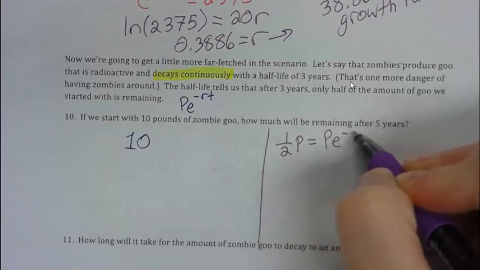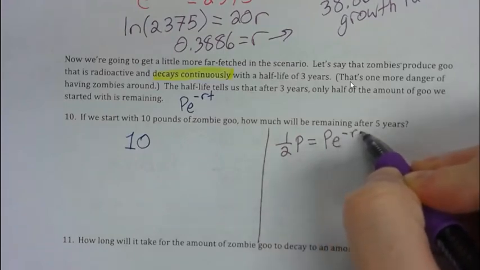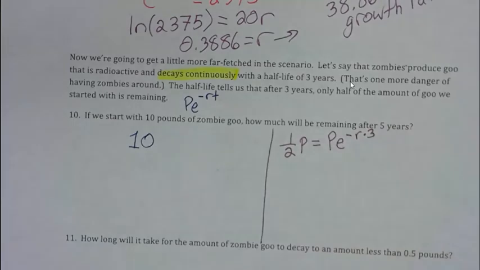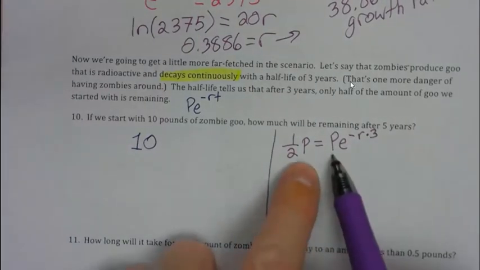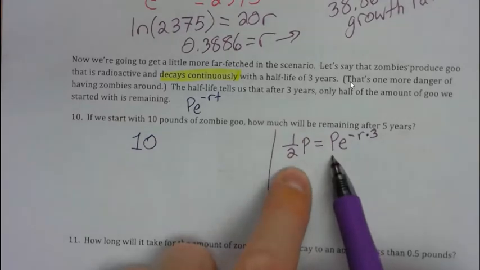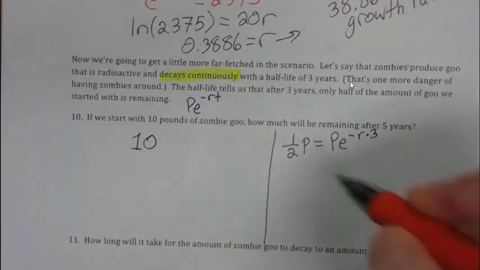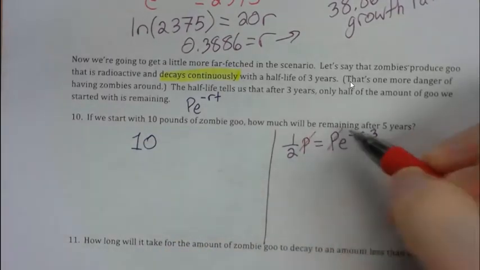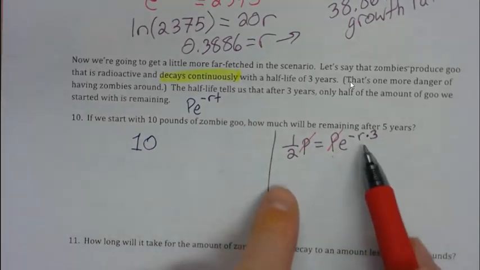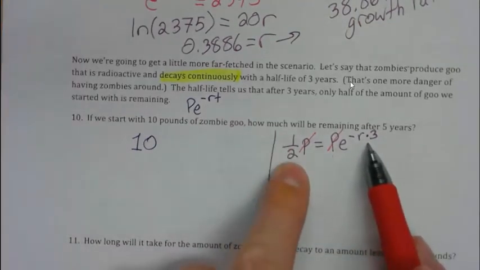And we know that that is going to be after 3 years. So our t is 3. We don't know r, and we don't know p, but we do know that we're going to end up with half of p. So the first thing we could do is cross out p and p. So we just basically have e to the negative r times 3 equal to 1/2.